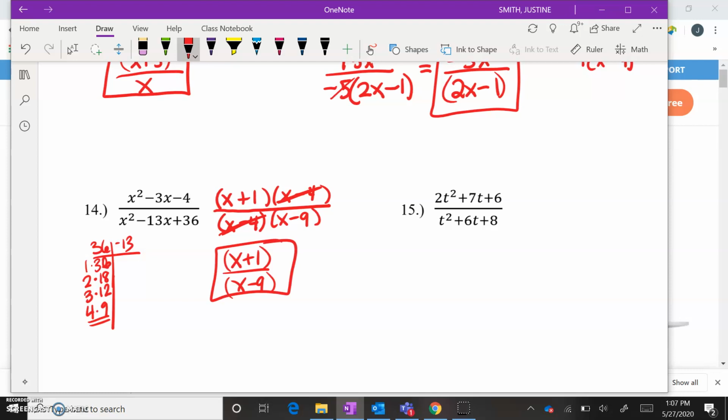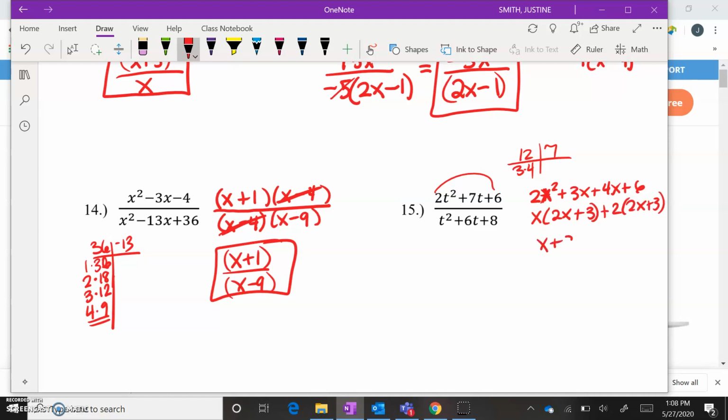All right, last one of these here. We have a tricky trinomial on top. So what multiplies to 12 and adds to 7? So 3 times 4. Okay, so for our tricky trinomial, remember we have to do 3x plus 4x plus 6. Oh, those are t's. Well, I'm going to make them x's. Okay, so we take out an x to get 2x plus 3. We take out a 2 to get 2x plus 3. So the top becomes x plus 2 and then 2x plus 3.